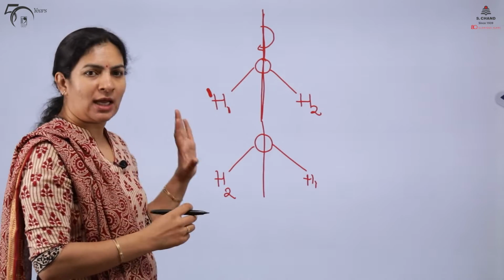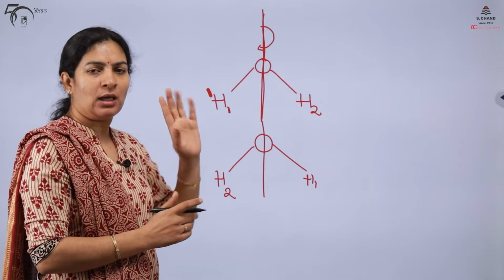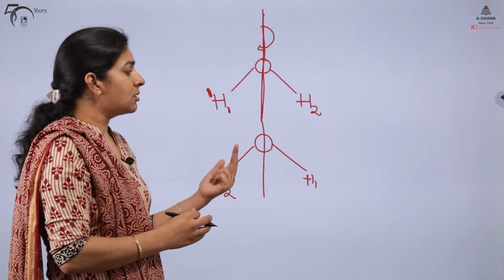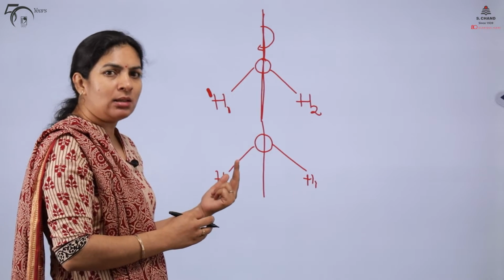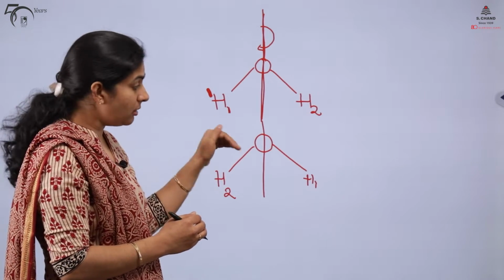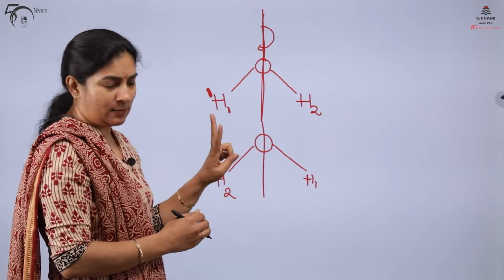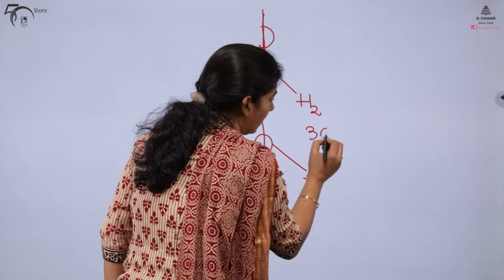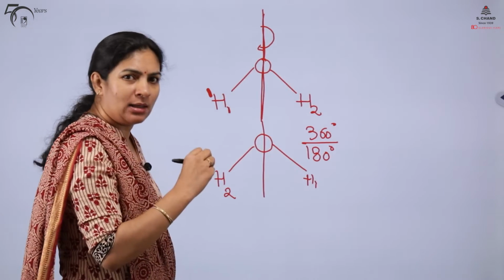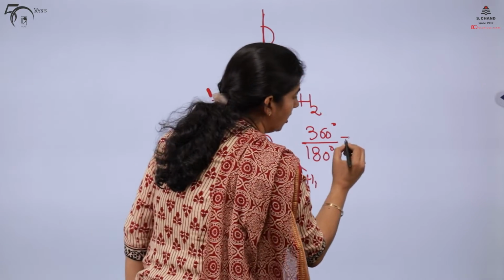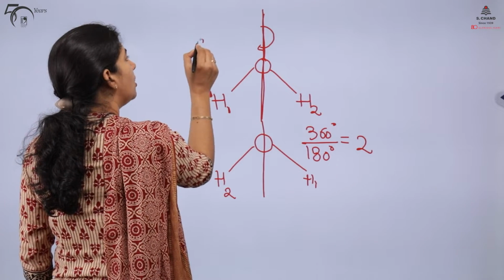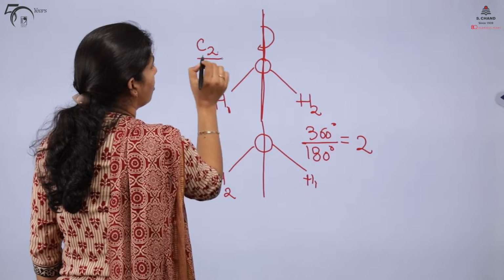So, an axis of symmetry can be defined as an axis or a line about which, when a molecule is rotated, it shows identical arrangement more than once. How many times is it showing the identical arrangement? Here, twice. So 360° divided by 180°, the angle at which the molecule is rotated, gives us 2, and therefore we can say that the water molecule has a C2 axis of symmetry.